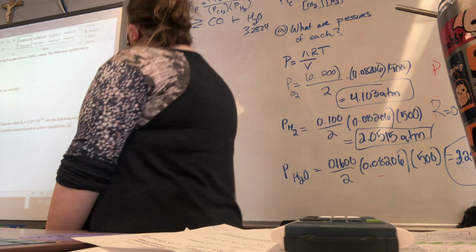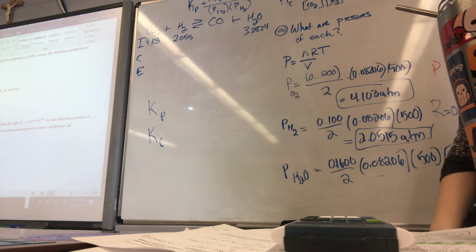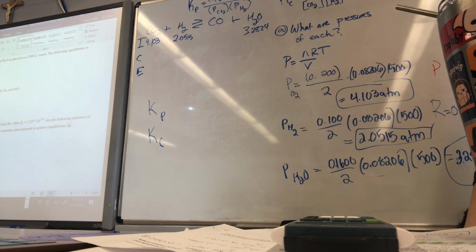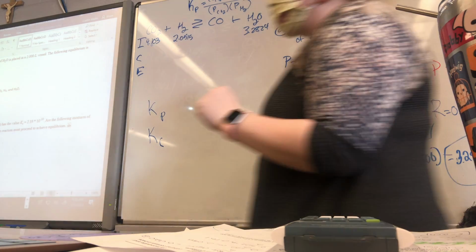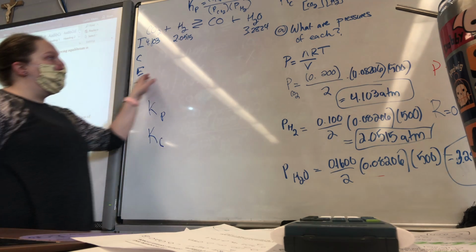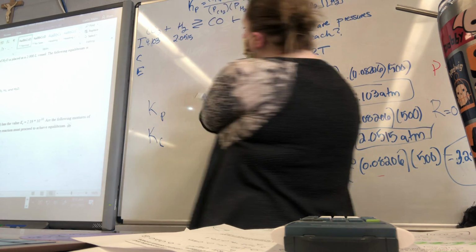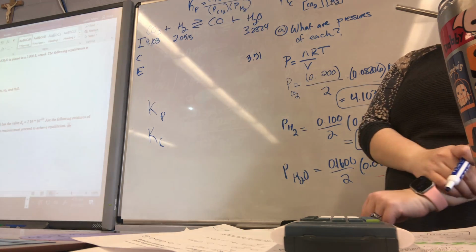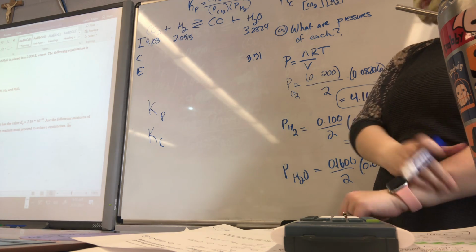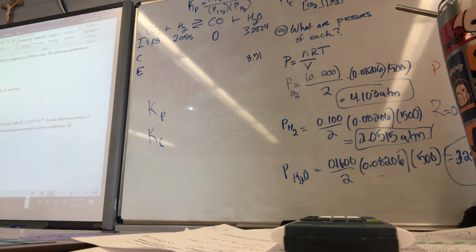Okay, so there's that. What other information was I given in part B? The pressure of H2O at equilibrium is 3.51. Where does that go in here? Yes? We assume that CO is zero. Yes. Remember, if you're not given it, you assume its initial concentration is not present.